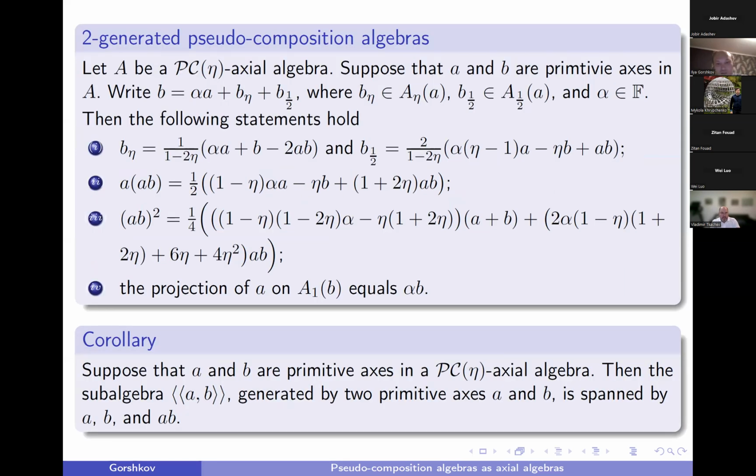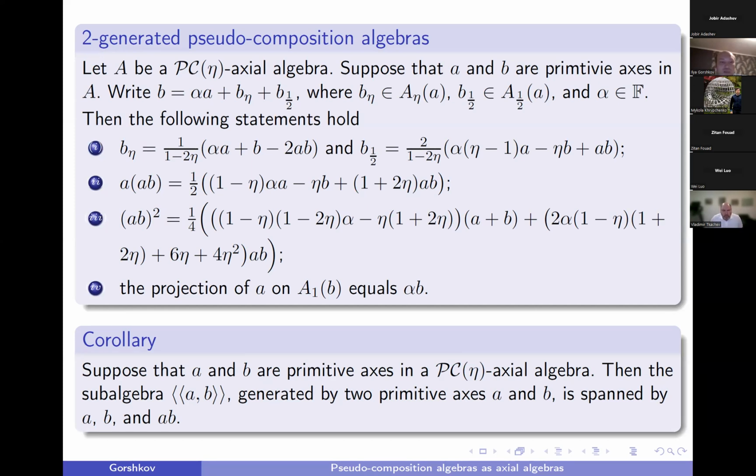Okay, and I want to formulate the theorems which we need to prove for our final goal. The first of these theorems is the next. We need to classify two-generated axial algebras of pseudo-composition eta type.